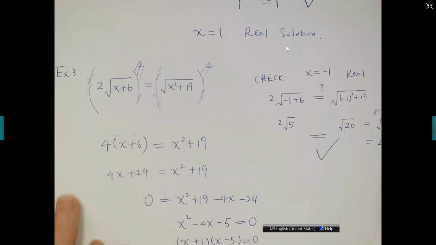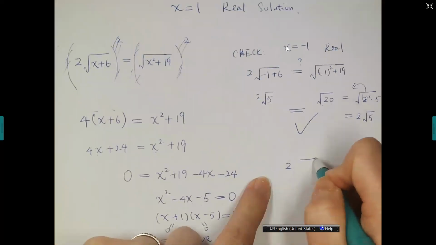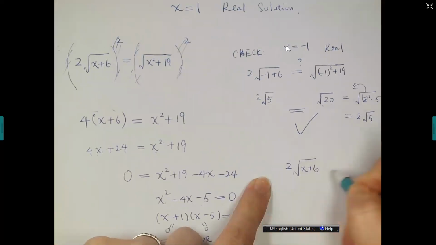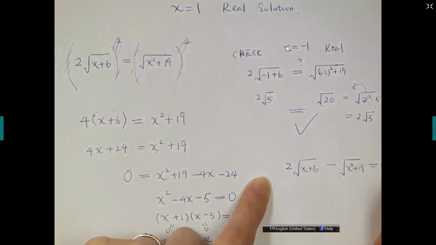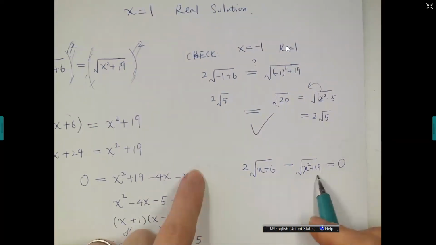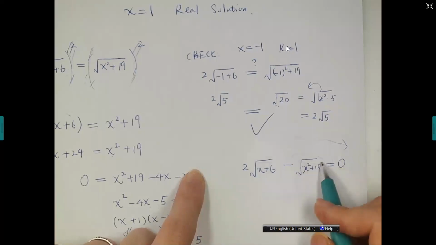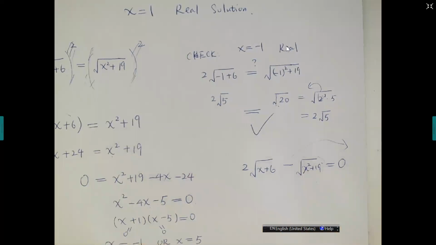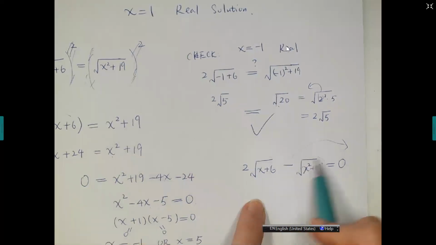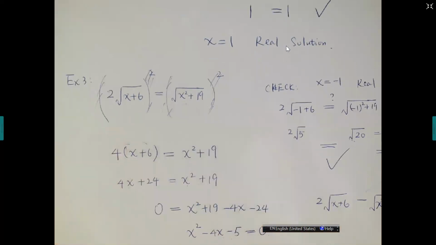Sometimes the problem might be given like this: 2 radical x plus 6 minus radical x squared plus 19 equals 0. When the equation is given like this, do not rush to square the two sides. We are going to move this term to the right. There were two radical terms, so make them stay on both sides of the equation. When we move this term to the right, it turns positive. Then we'll get here. Now we square both sides.